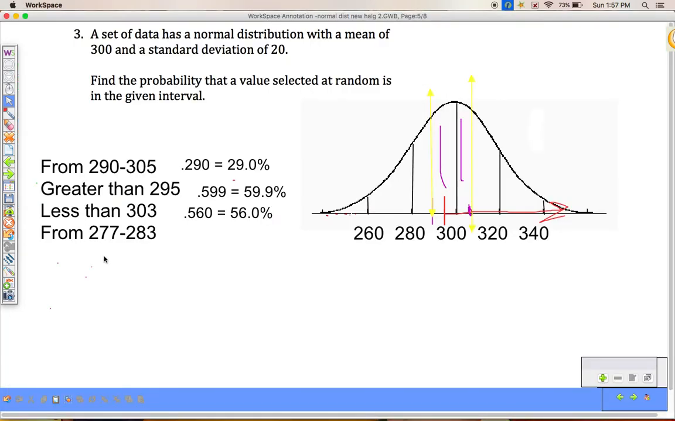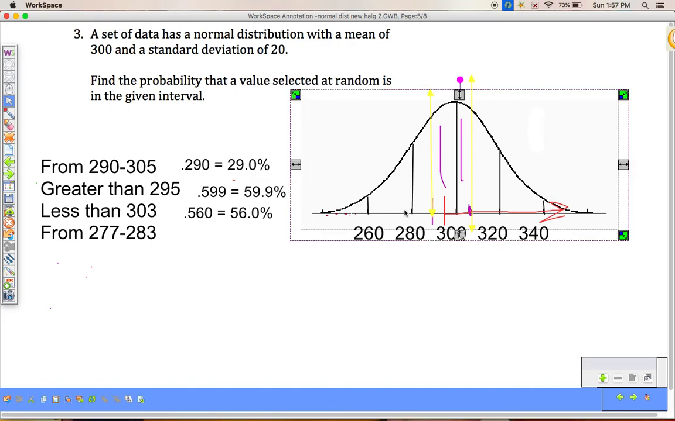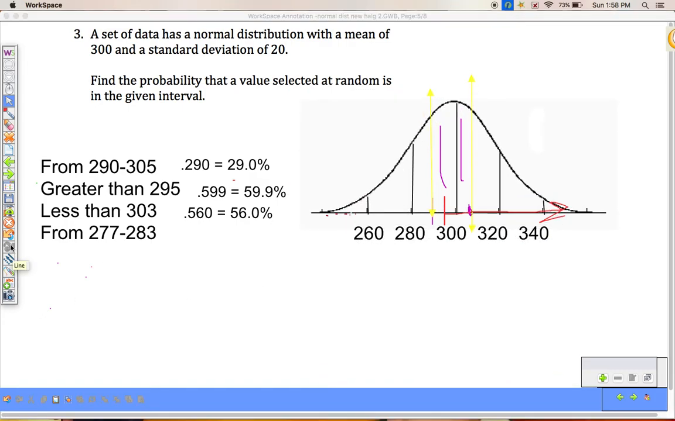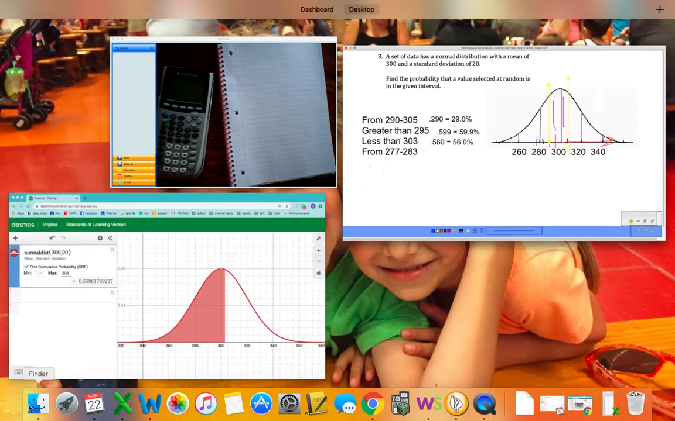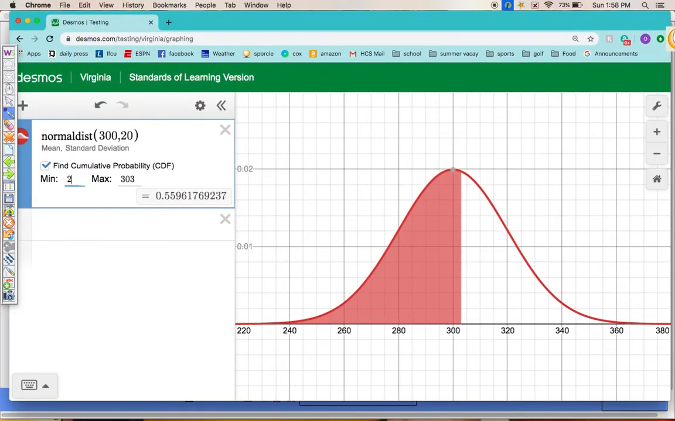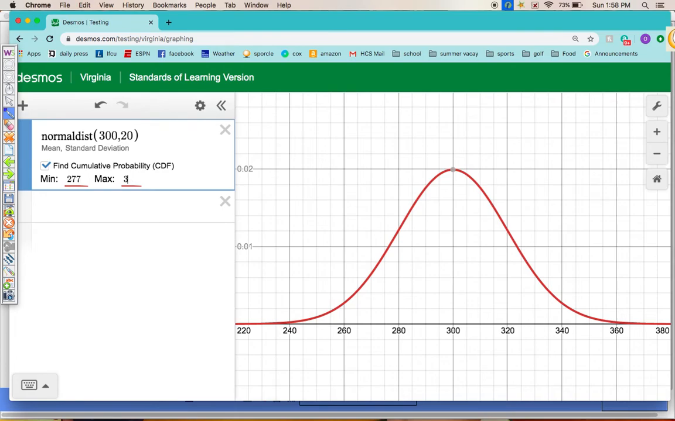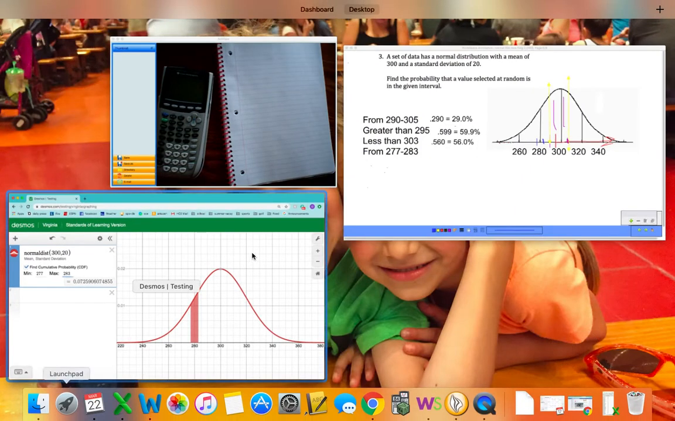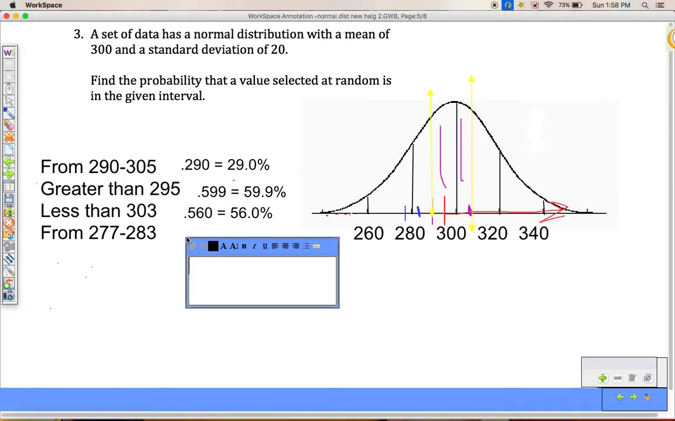All right, the last one goes from 277, somewhere, get that back. 277 is going to be from here to 283, which is here. So I'm imagining it's not going to be that big of a number. So my minimum is 277. My max is 283. That little bit there, 0.073, which we will call 7.3%.